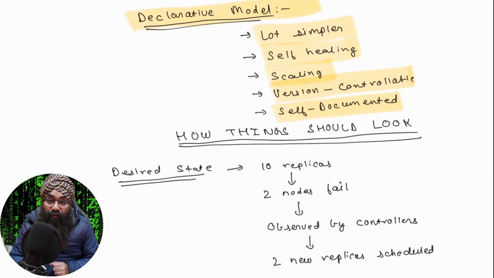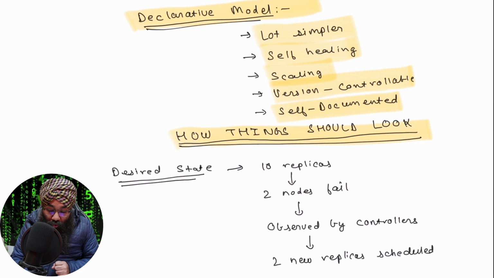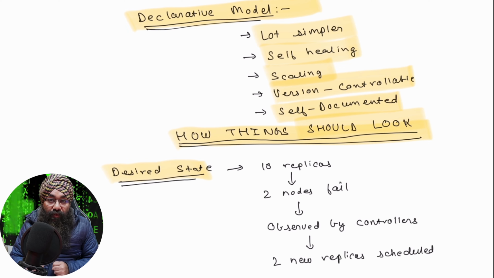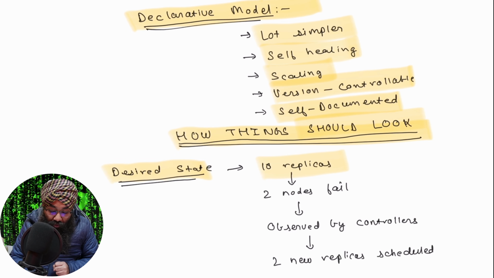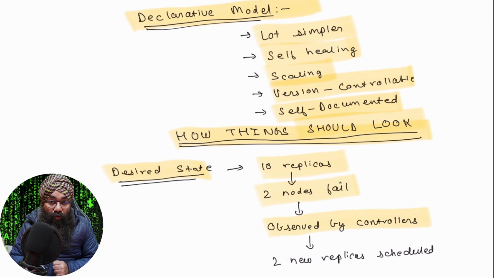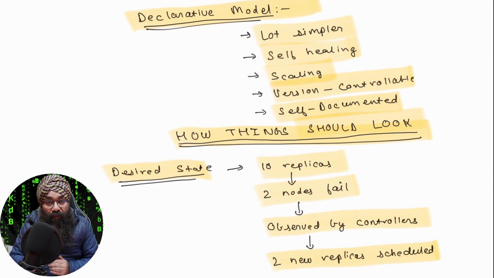So the declarative model is based on how things should look in a happy case. So suppose, for example, you defined a desired state in your manifest file. You specified that it should run on 10 replicas or 10 worker nodes. It should run using 10 instances. And for example, 2 of the nodes fail. The Kubernetes controller will observe it. It is also called reconciliation loop, or you can say controllers as well. So they will observe it. And then they will start 2 new replicas in order to make the desired state. So from 8, it will again take the running nodes to 10, because you have specified it in your desired state.